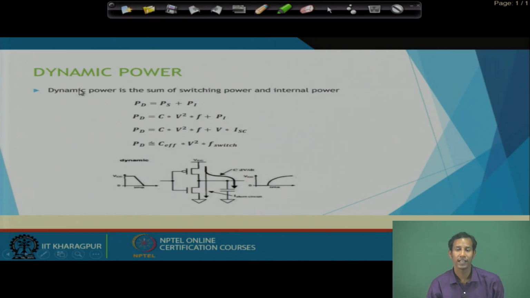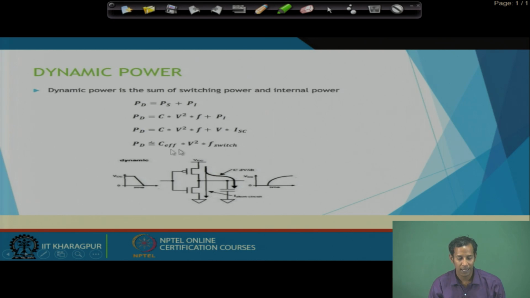Now we will see the corresponding equation for dynamic power. As we have already discussed, dynamic power is the sum of the switching power and the internal power. Writing that in equation form, Pd, the dynamic power consumption, will be Ps, the switching power, plus Pi, the internal power. The switching power is C V square F, and Pi is V into ISC, where ISC is the short circuit current. So the total power will be C effective times voltage square times F switching.